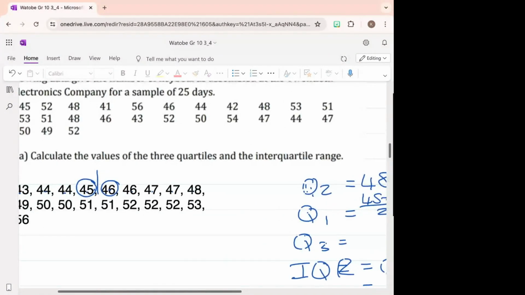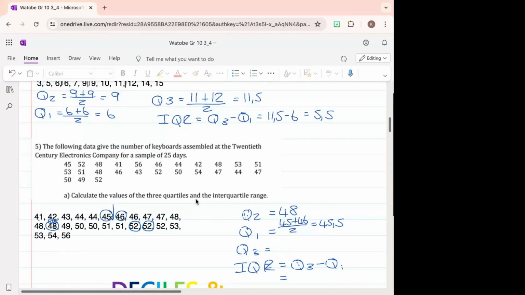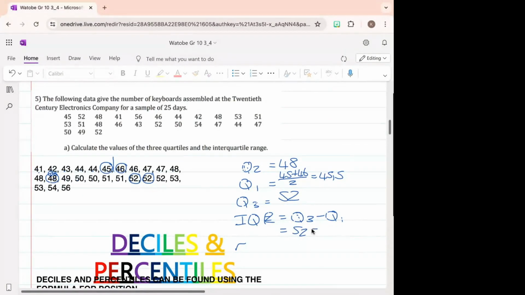To get Q3, I'm going to have the same thing. I'm going to have 1, 2, 3, 4, 5, 6, and those are both 52. That's nice and easy because 52 plus 52 divided by 2 gives me 52. And finally, 52 minus 45,5.